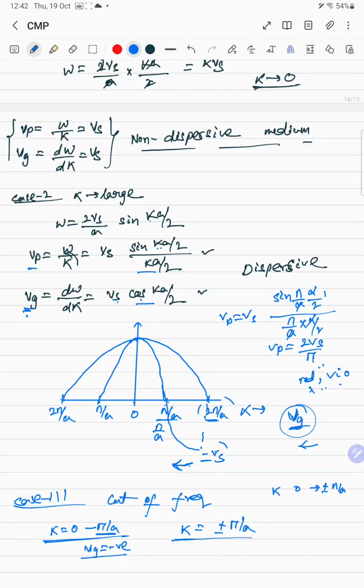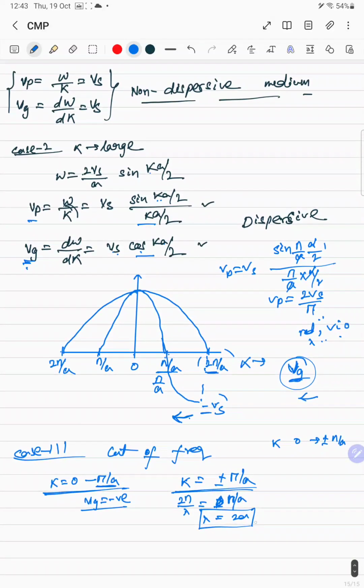So what will be lambda corresponding to this plus minus pi by a? k is 2 pi by lambda, that will be pi by a, or I can omit the plus minus sign. So 2 pi by lambda equal to pi by a, so lambda will be twice of a. That is the minimum wavelength that can travel inside a solid. So no wave less than lambda equals 2a will be able to travel inside the solid.